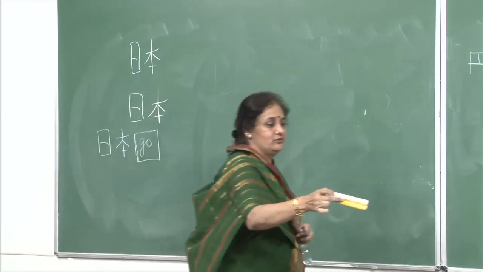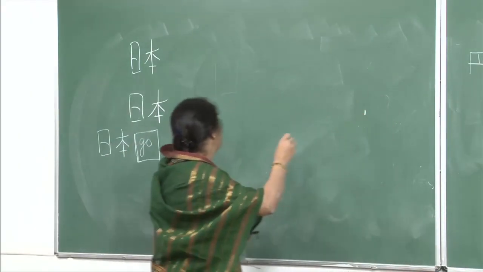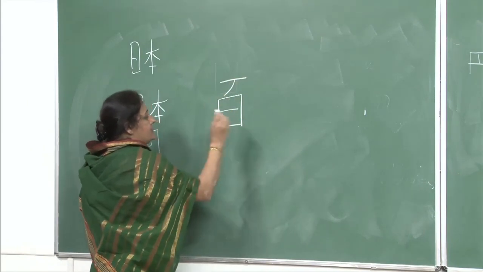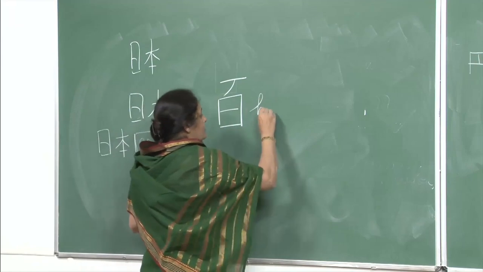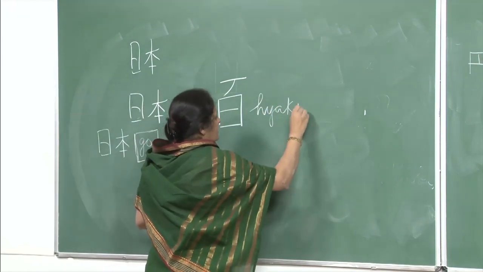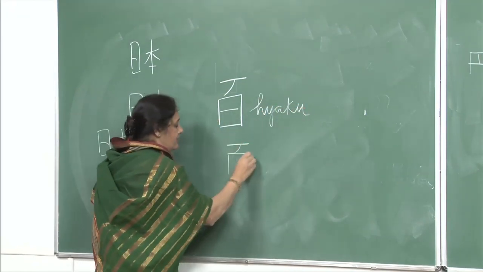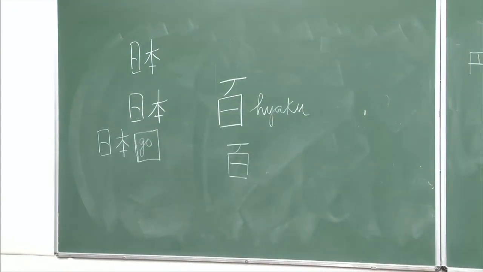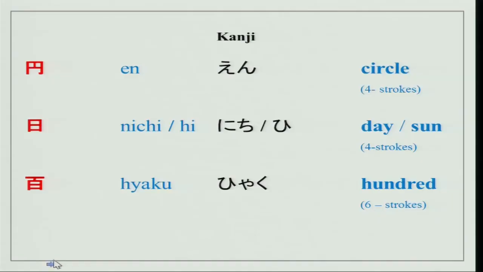This part was just for you to learn. 1, 2, 3, 4, 5 and 6. This is hyaku. Once again, 100. So these are the three characters that we are going to do today.